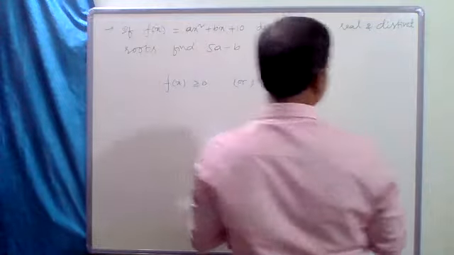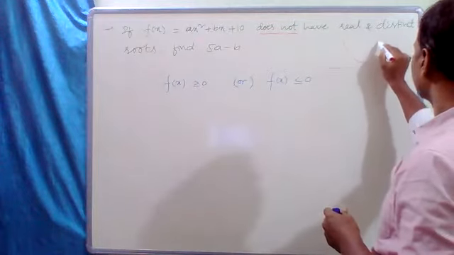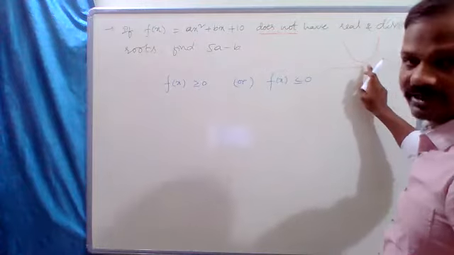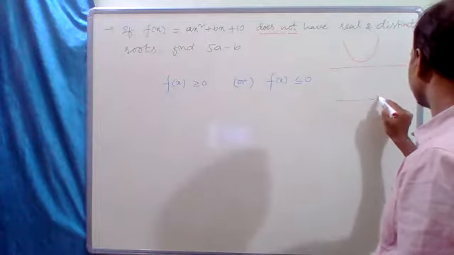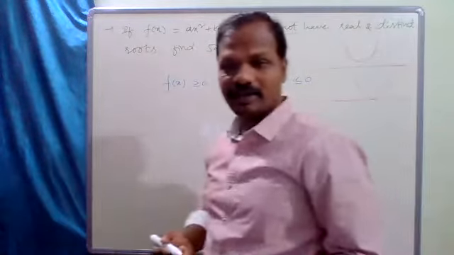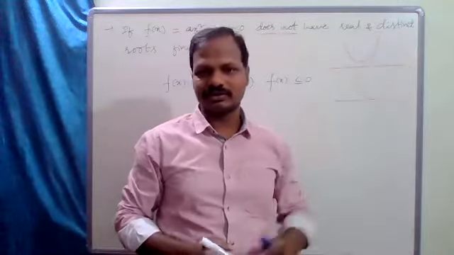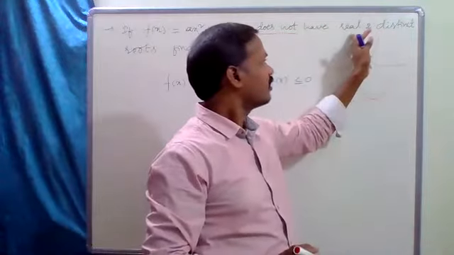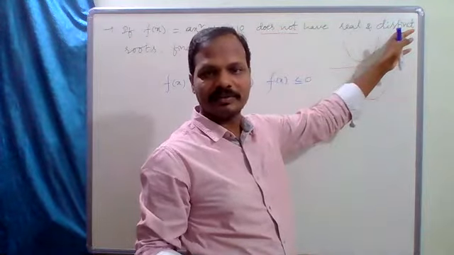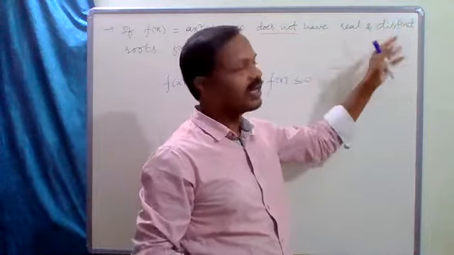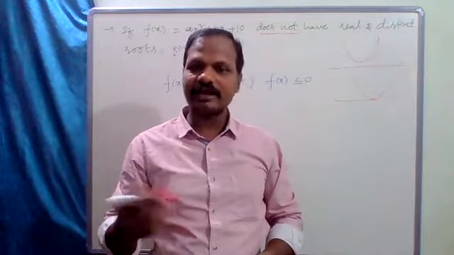The graph is like this. Yes, it has imaginary roots. This is also because it does not have distinct roots. Does not have distinct roots means maybe equal roots. Like that. So does not have real and distinct means either it has real equal roots or imaginary roots.